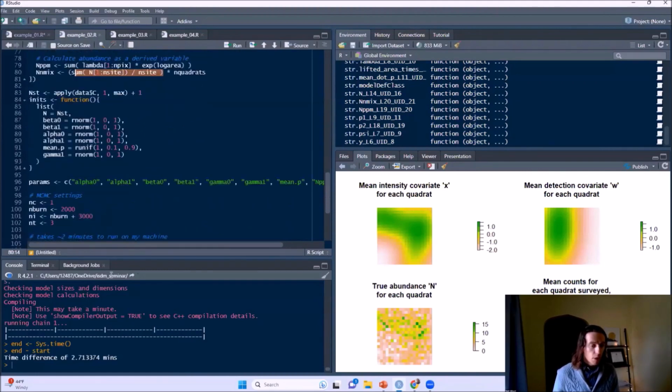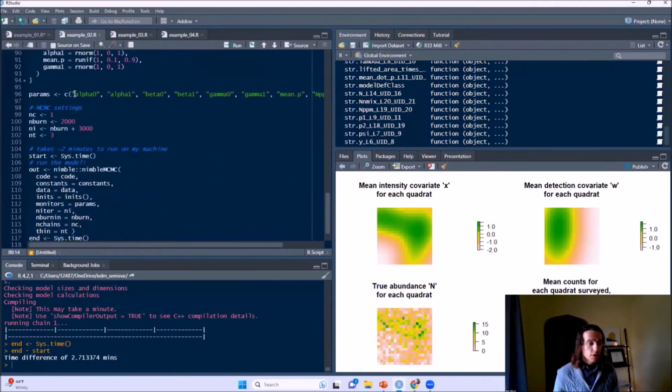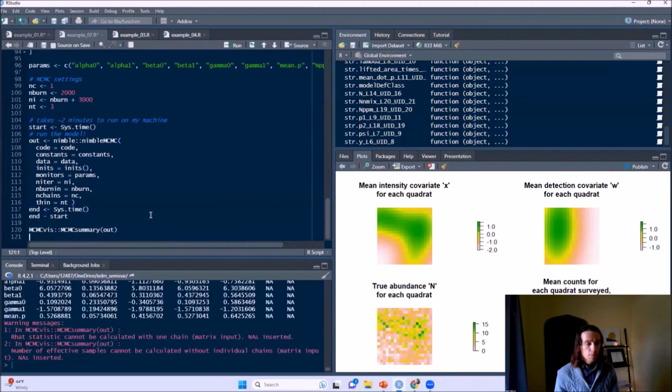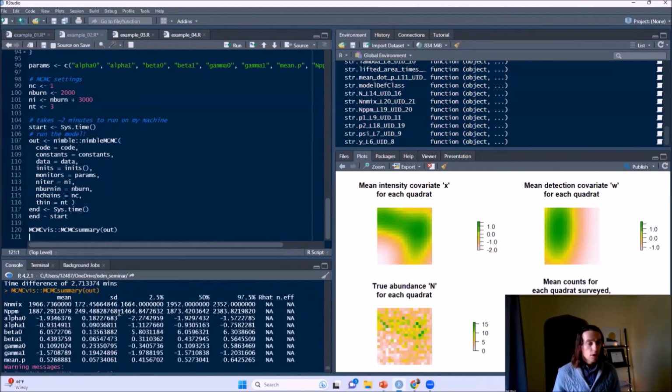Okay, so it looks like our model ran. I'm just going to jump down and look at the summary of the posterior here. I've only run one MCMC chain, just to make it go quickly. Typically you'd want to run multiple chains, so that's why we have these NA values for R-hat and N.F.